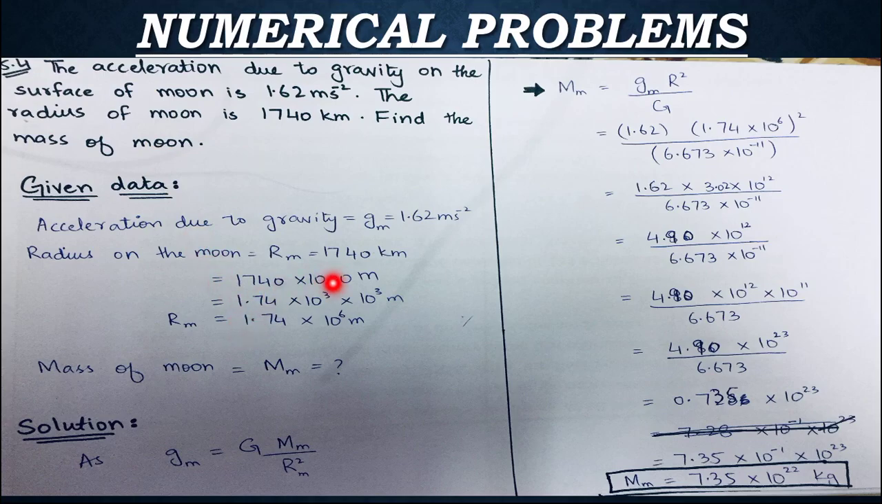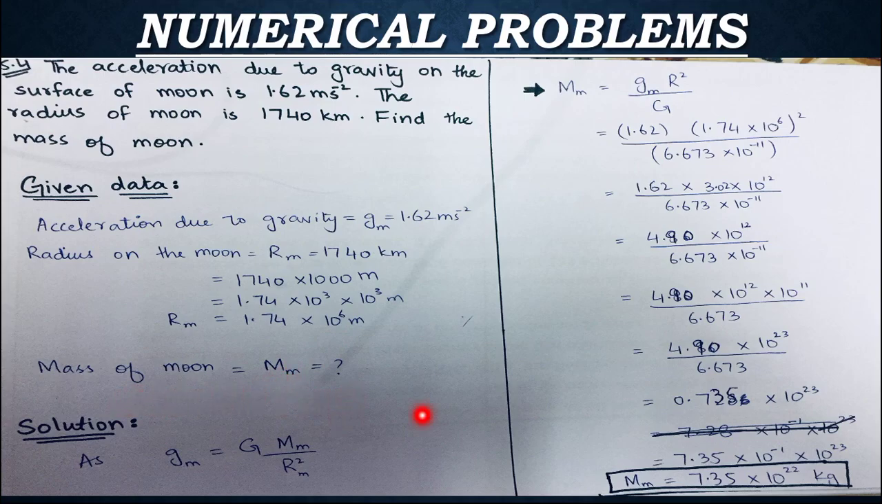As the radius is 1740 kilometer and the prefix of kilo is 1000, so I'll write it as 10 raised to the power 3. And here, if I shift the point towards the first non-zero digit, it will be 1.74, and I have moved the point by 3 places, so I'll write it as 1.74 multiplied by 10 raised to the power 3. Bases are the same in this case, 10 raised to the power 3 plus 3, I'll write the base once, which gives 10 raised to the power 6. And we have to find out the mass of the moon.